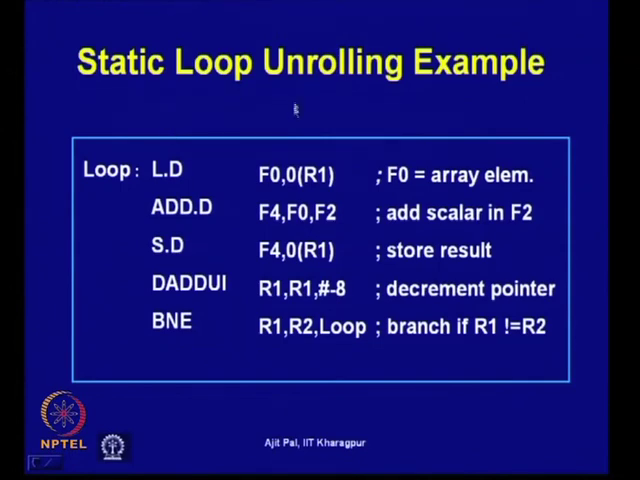This was the static loop unrolling example, with the help of which we explained loop unrolling and subsequently how loop unrolling was done to improve the instruction level parallelism that I explained in the last lecture. Now, in this case you have got three instructions in the main body of the iteration, and the third, fourth and fifth instructions are essentially loop manipulation instructions which are used for housekeeping.